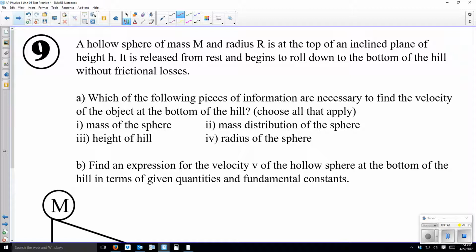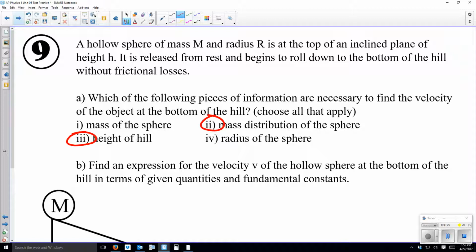We are going to need to know the height of the hill. That gives us mgh, really. And we also need to know how that mass is distributed in the sphere. The radius of the sphere doesn't really matter. We just need to know where the mass is in it. That is taken care of by the mass distribution. And the mass of the sphere doesn't matter. We've seen before that whenever we do these problems with energy, the masses tend to cancel out. So the mass of the sphere does not actually matter in this case.